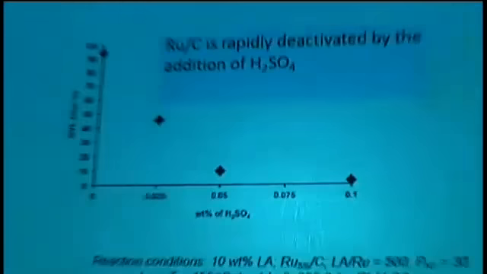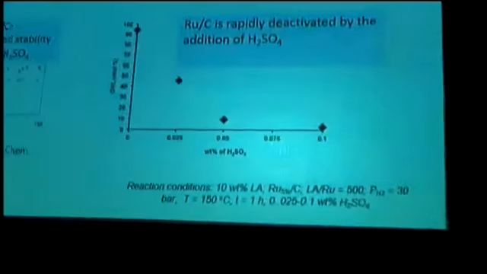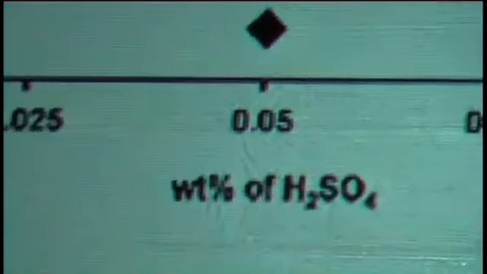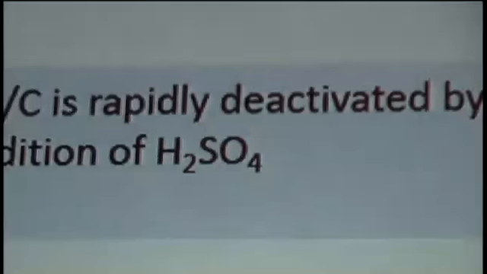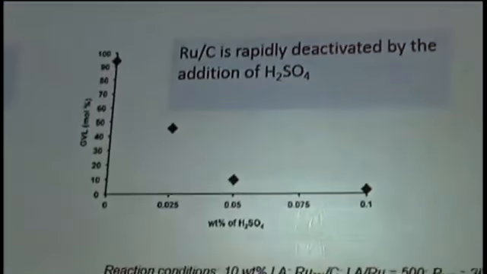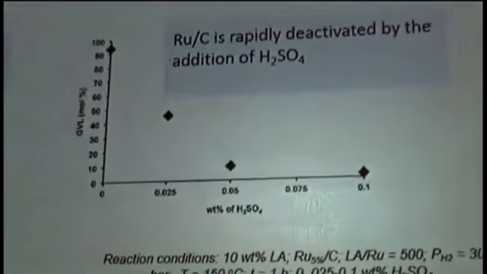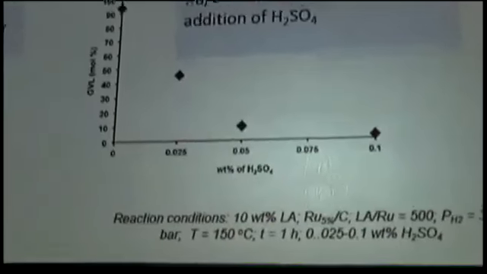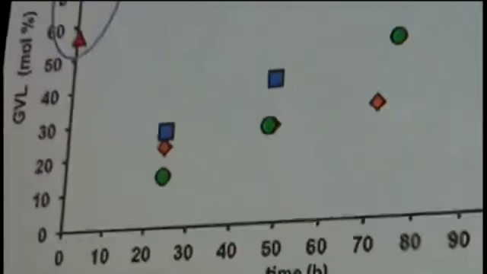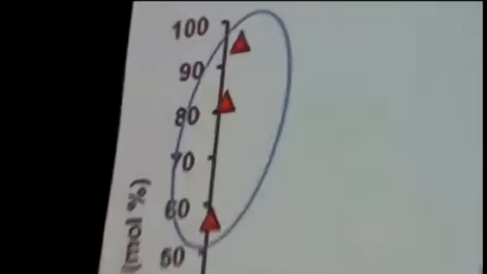If we just take ruthenium on carbon, but this also goes for ruthenium on titania, we see that it's very rapidly deactivated in the presence of sulfuric acid. Already at 0.18% of sulfuric acid, we completely kill the activity of the catalyst. Quite to our surprise, we saw that ruthenium on zirconia shows some nice behavior in the presence of sulfuric acid. So what we did is we made some bimetallic catalysts, just like the group of Dumesic did, and we also tested our ruthenium on zirconia in the presence of sulfuric acid.